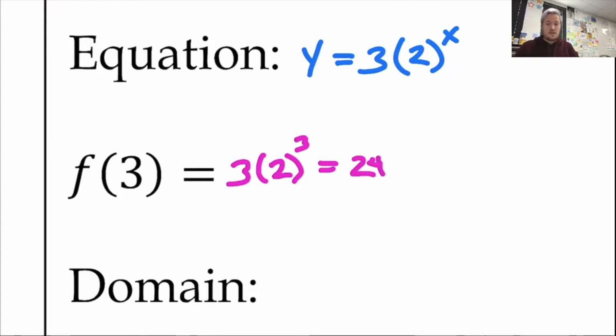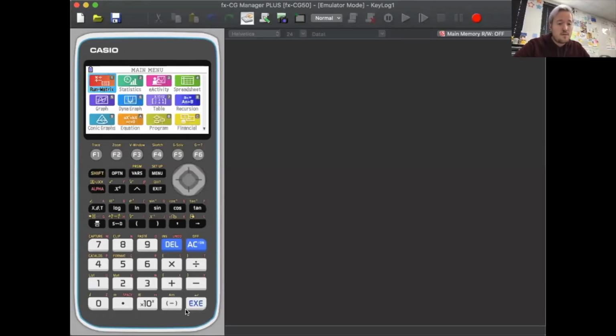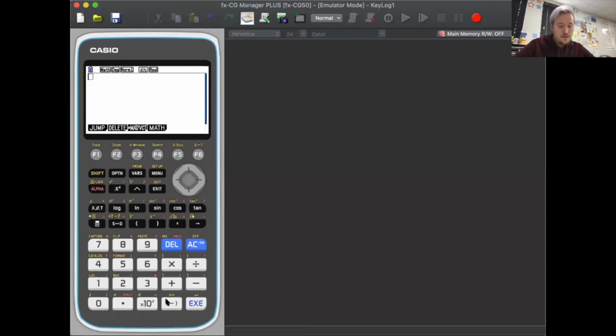And you can plug this in the calculator, just plug it in literally how it appears. So 3 parentheses, 2 parentheses, caret 3. Just for a frame of reference, I'll go ahead and show you just in case. So run matrix. I'm plugging in 3 parentheses, 2 parentheses, caret, then 3 to find f of 3, which is 24. You can literally just plug it in the calculator exactly how it appears.